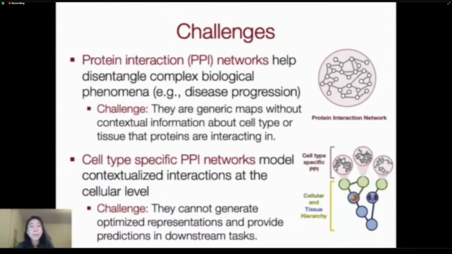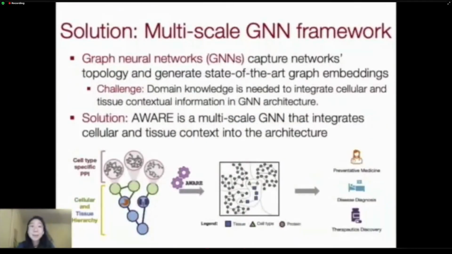Although cell type-specific PPI networks can model contextualized interactions at the cellular level, on their own, they cannot generate optimized representations and provide predictions in downstream tasks. Deep learning models designed for graphs can help, but even state-of-the-art models cannot automatically learn information like cellular and tissue context for protein interaction networks. Rather, we need domain knowledge to infuse this information into the graph neural network architecture.